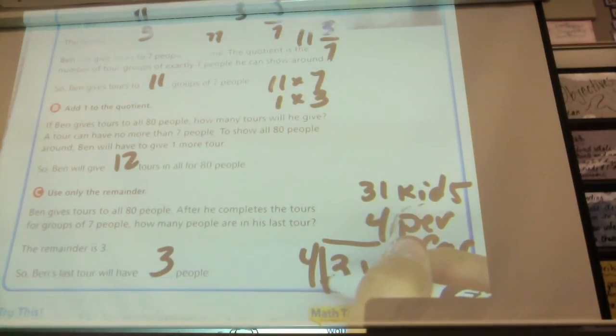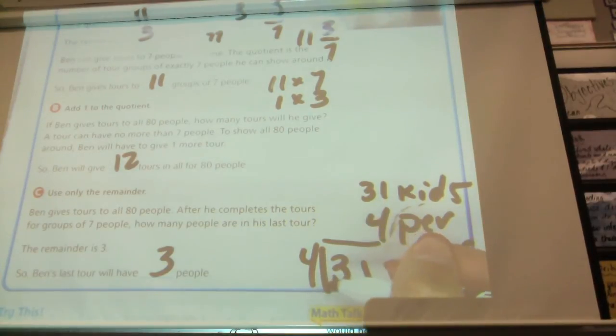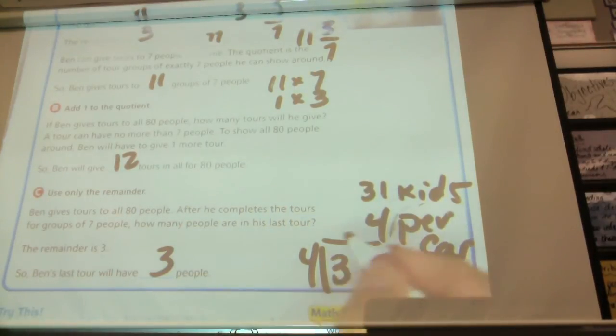It's not 8. It's 7. Why is it not 8? And why is it 7? Who can explain it to me in words? Why is it 7 and not 8? 8 is 32 and that's higher, and 28 is lower.